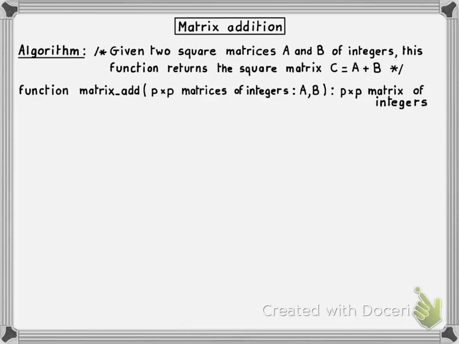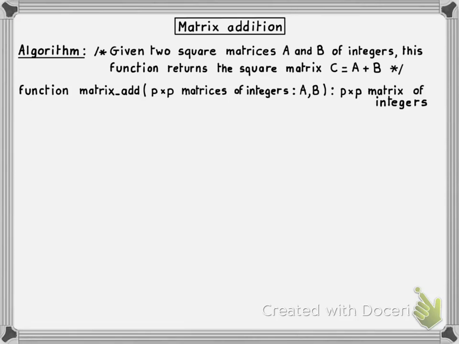So remember, the algorithm or the definition of the problem requires that we go through all of the elements in A and add to them the corresponding element in B and store the result in the corresponding element in C. So we're going to have to go through all of the elements in each matrix. Since a matrix has two dimensions, we're going to need a nested for loop.